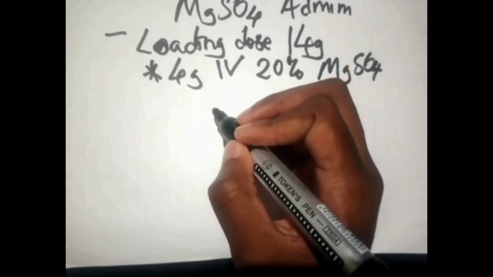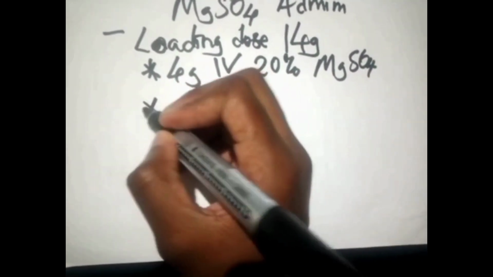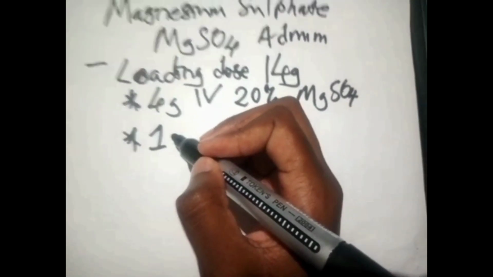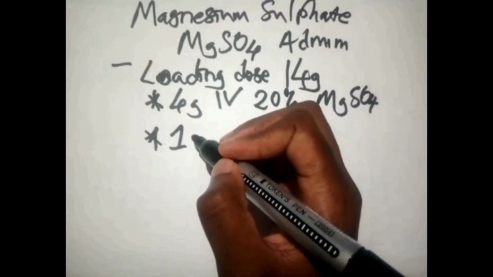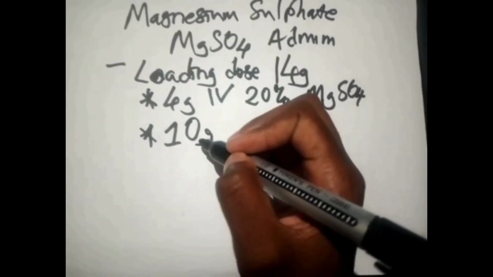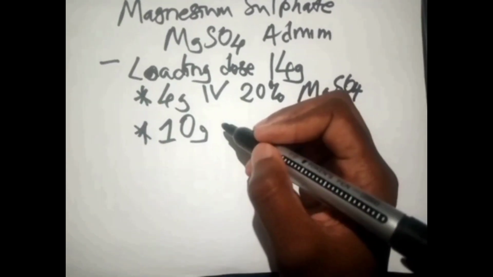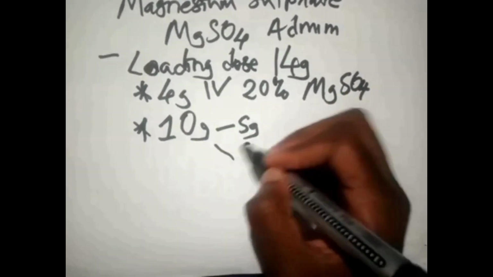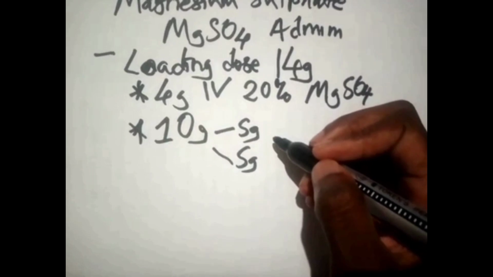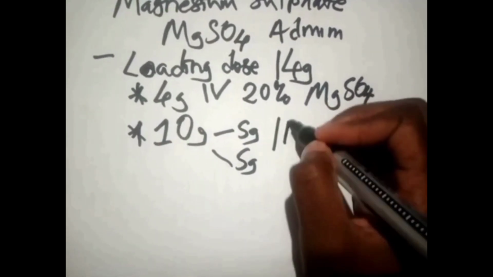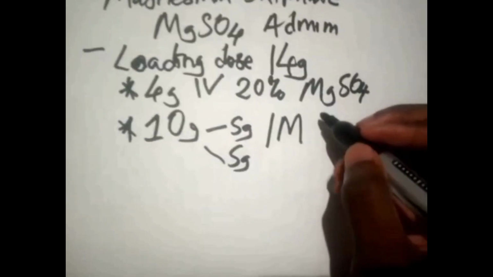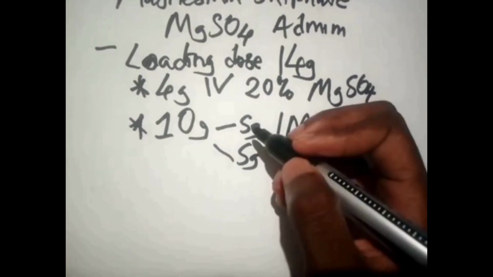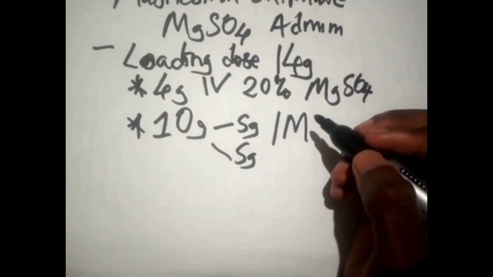Then remember we said we are going to give 14 grams, so the remaining is 10 grams. So how do we give it? We divide it into 2, so we give 5 grams and also 5 grams. This one is different because we give it IM, intramuscular, on alternate buttocks, so give 5 on one buttock, and also give the other 5 on the other buttock.